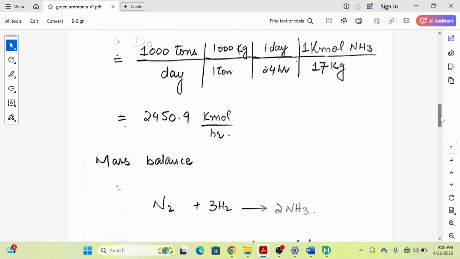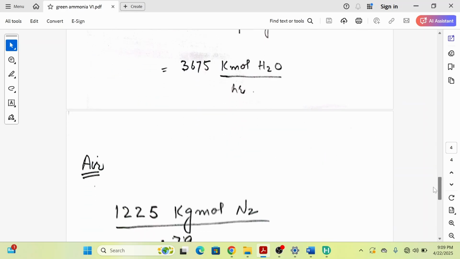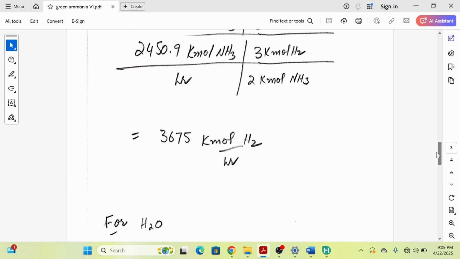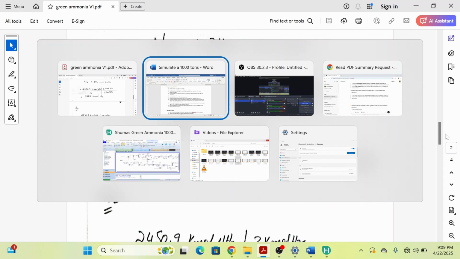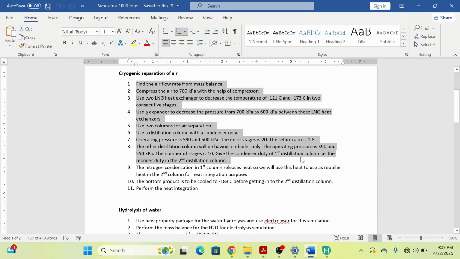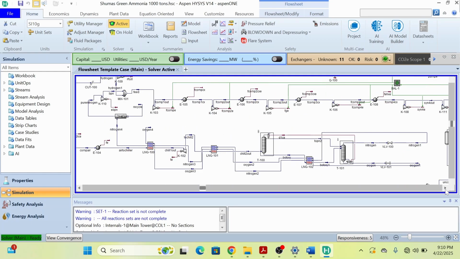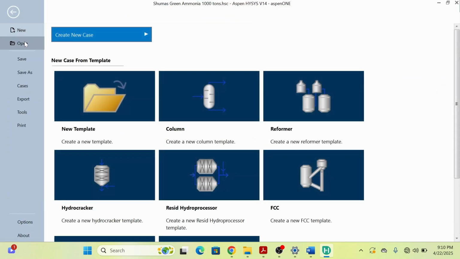In the first video, we have already seen how much air we require. That is the amount of air required for the production of 1,000 tons of ammonia. This amount of air will give us 1,225 moles of nitrogen, which will be enough for the manufacture of 1,000 tons per day of ammonia. Let's first move to the simulation that I had already built. Up to here, this is the cryogenic distillation of air. So let's move to a new simulation.